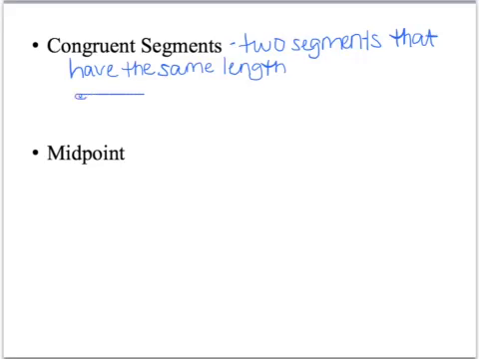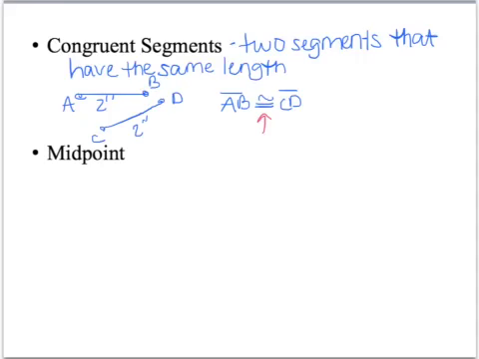So I'm just going to draw a quick example of that. 2 inches here. Keep in mind this is not drawn to scale. First one was segment AB, then I have segment CD, and it's also 2 inches. So I would say segment AB is congruent to segment CD. This symbol right here is a congruent symbol.